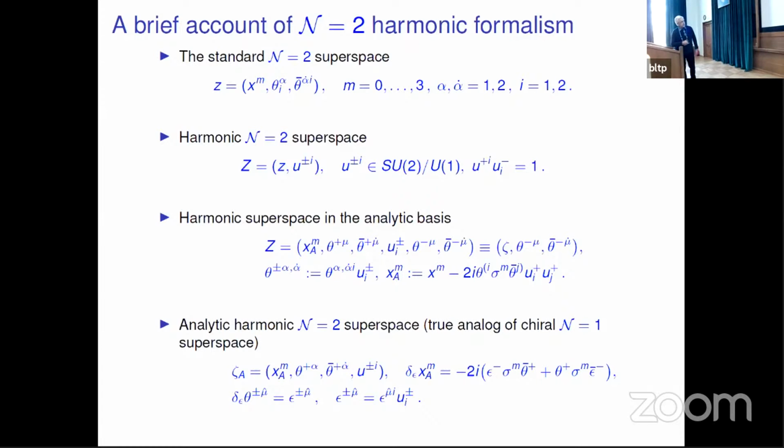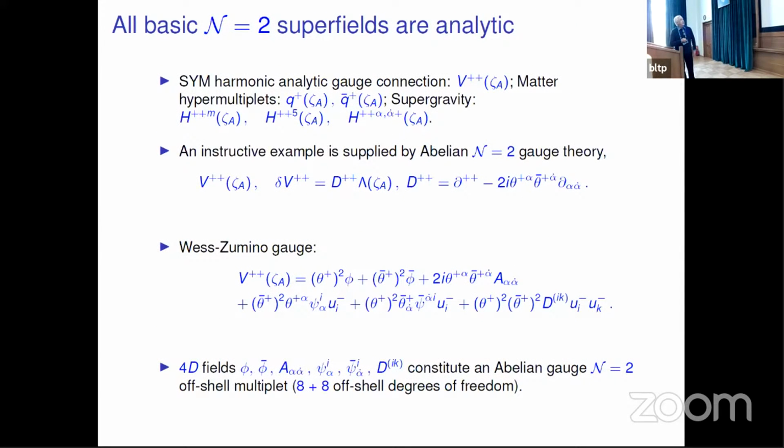Harmonics are not transformed, only x and θs are transformed, but you see that the variations of x and θs explicitly contain harmonics. So it is only the whole extended manifold that is closed under these transformations. And it turned out that all basic superfields of N=2 supergauge theories admit a description in terms of analytic N=2 superfields.